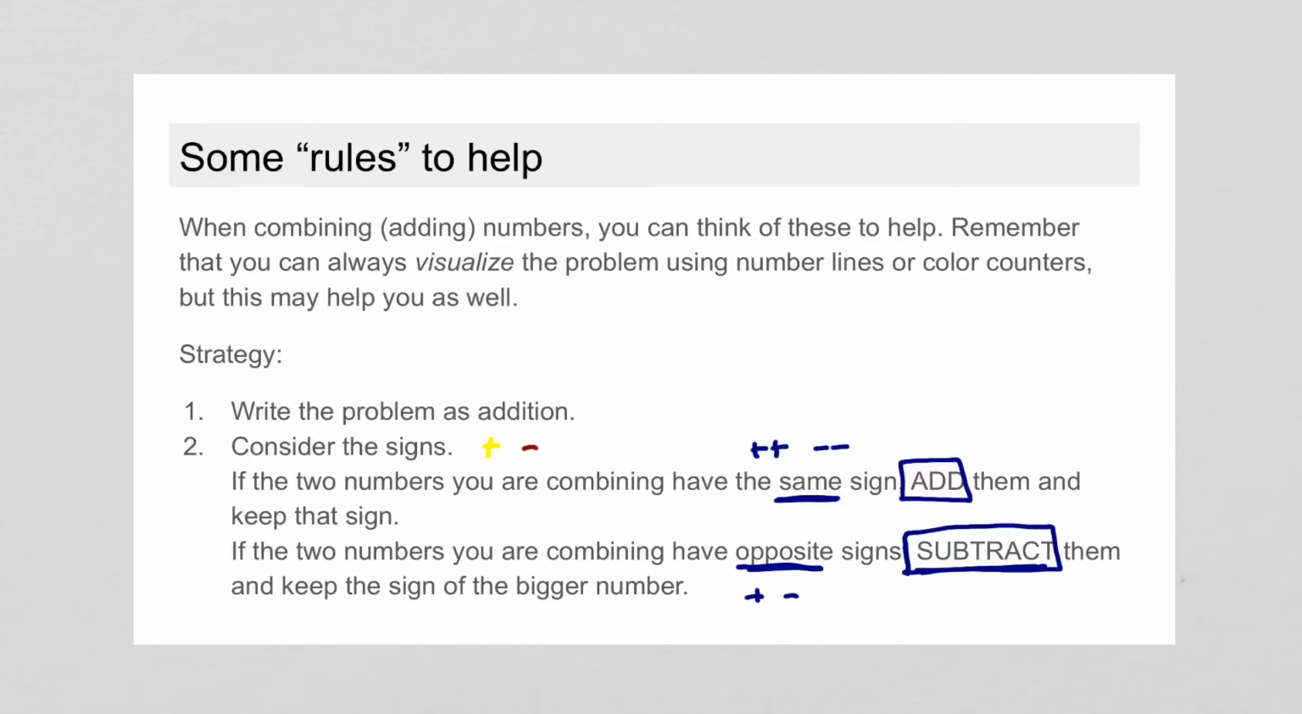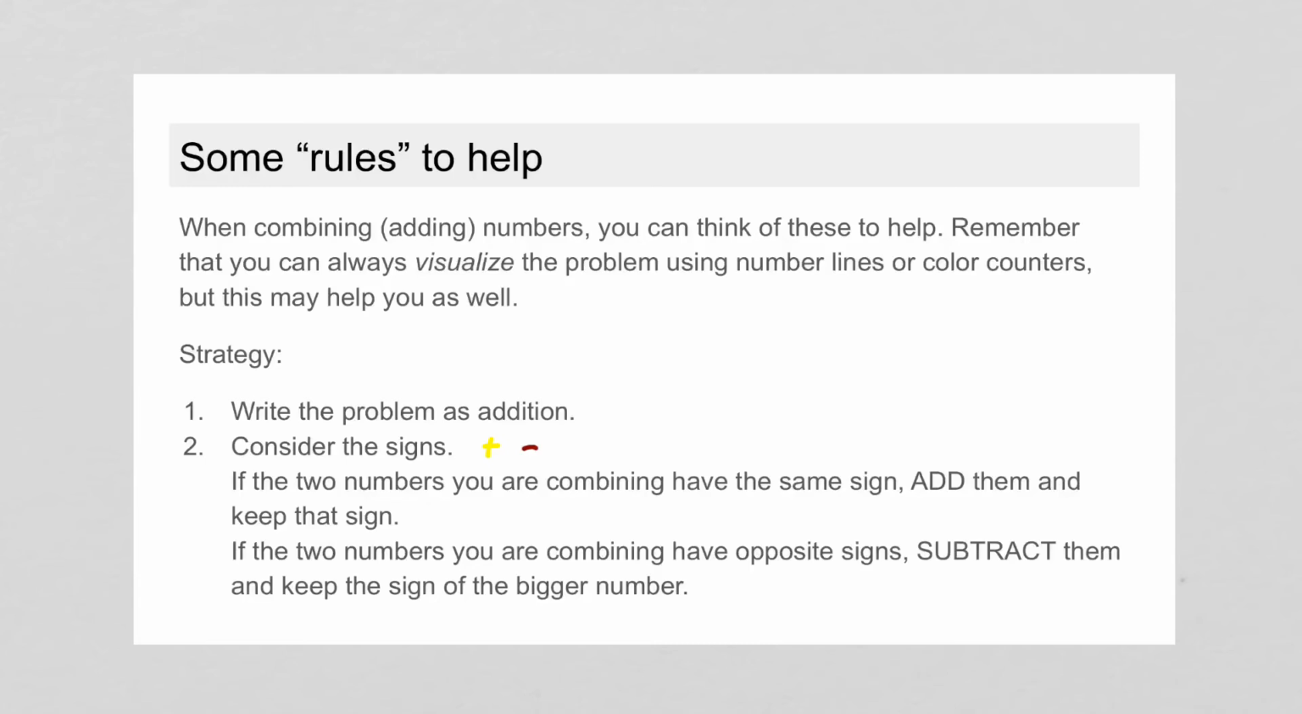If you're combining numbers that have opposite signs, subtract them and keep the sign of the bigger number. You know what? We might just think about it as saying that you're always going to keep the sign of the bigger number, because if they're both the same sign, the bigger number has that. So the big thing is, if you have the same sign, you add; opposite signs, you subtract, and then you're going to keep the sign of the bigger number.